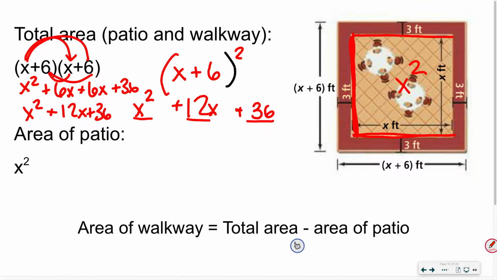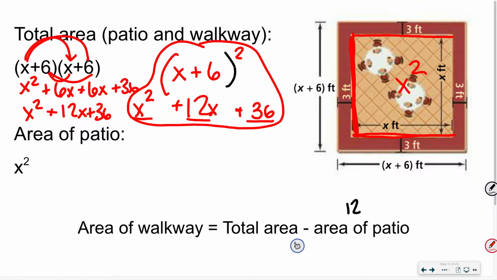Now, using this strategy here was a little bit quicker. Why might that matter? Is that the answer to our question? No, that's only part of it. What do we need to do now? Like Patrick said, we have the area of the whole thing. We know the area of the patio. What's the area of just the red walkway? Say louder. 12x plus 36. How did you get that?